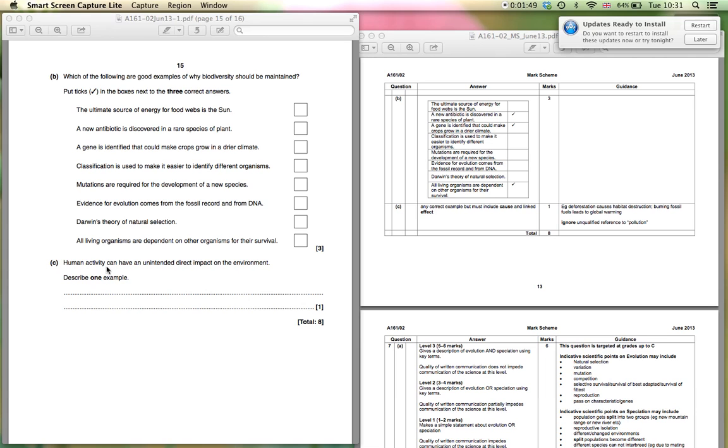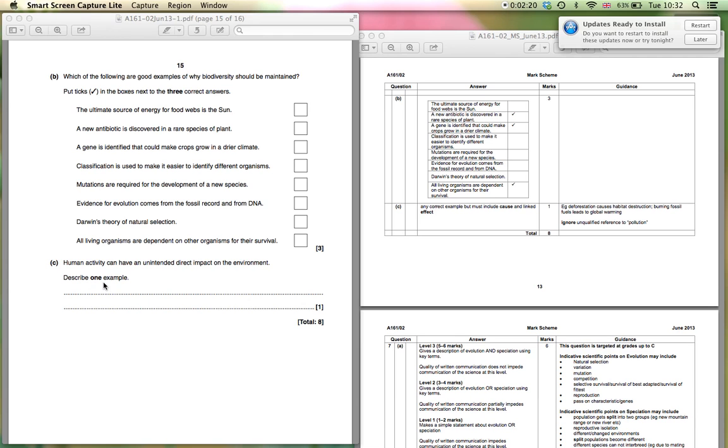And the last part of the question: human activity can have an unintended direct impact on the environment. Describe one example. So for this, the example in the mark scheme says, for example, deforestation causes habitat destruction, burning fossil fuels leads to global warming, or you could say climate change. Where it says ignore unqualified reference to pollution, if you just put pollution and didn't describe what kind or how it impacts on the environment, you can't get the mark.